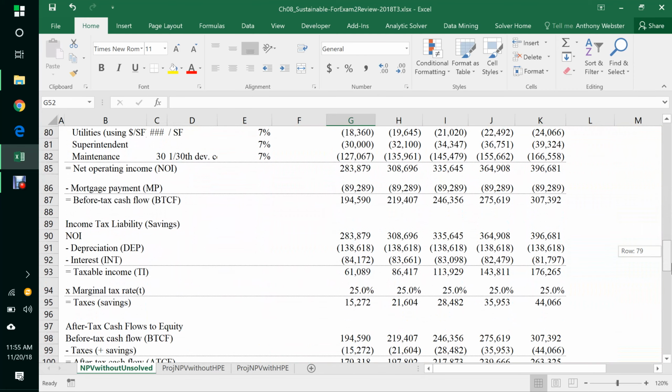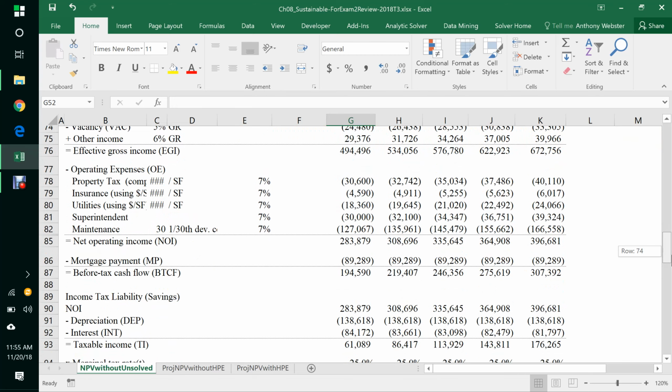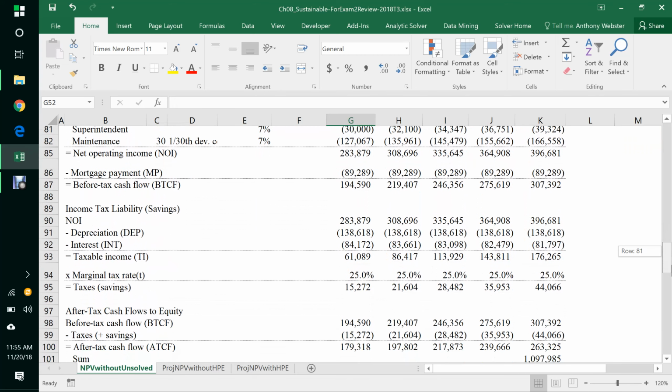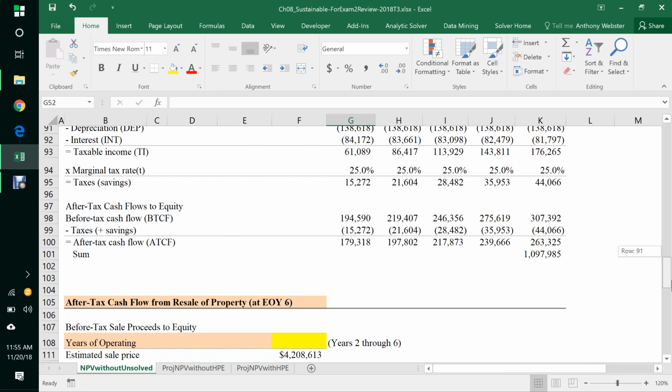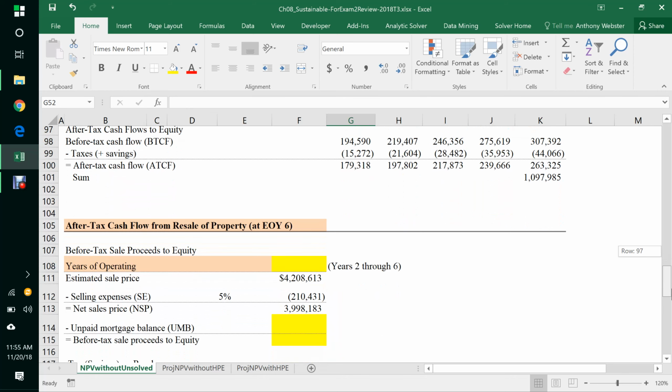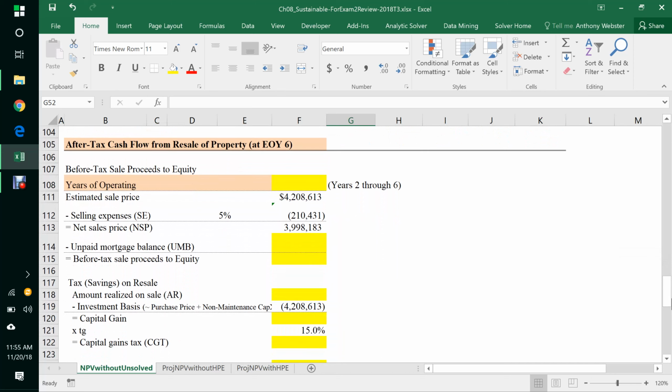Okay, so here's all the operating stuff. We have the EGI, we work our way down to NOI, get the before-tax cash flow. You guys know all this, and then we pay the taxes and we get our after-tax cash flows to equity, and then we have to move on to selling the property. And this is where it is much more complicated than we saw with the lease. The lease was really simple. Basically, you just walk away with the lease.